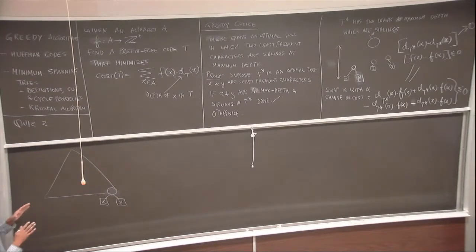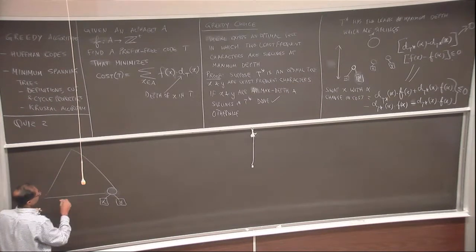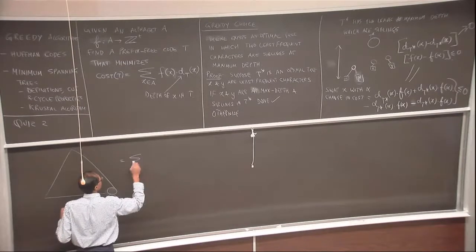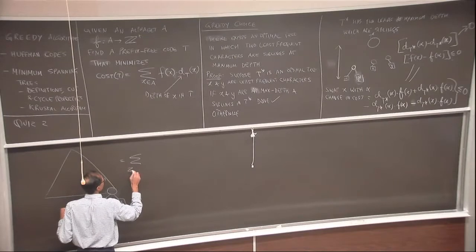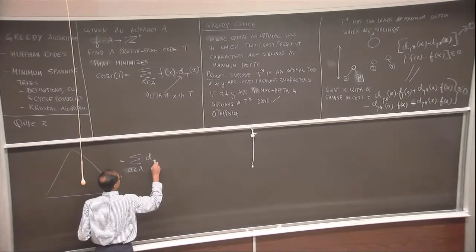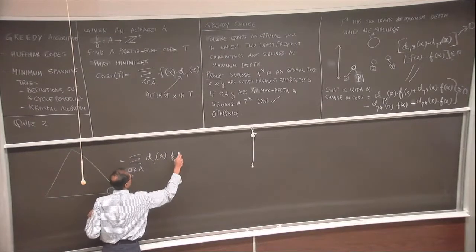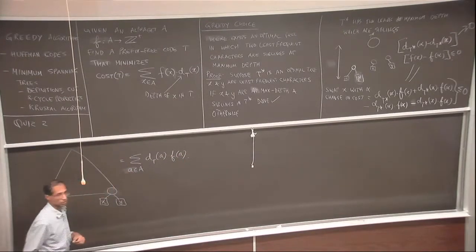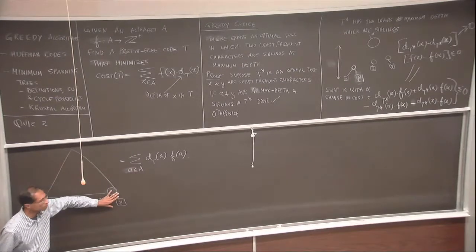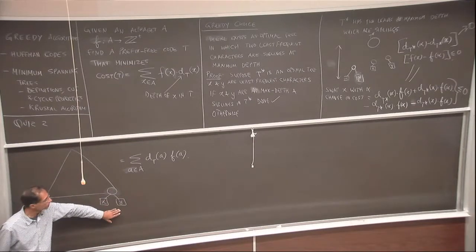What's the cost of those trees? So the cost of those trees is the same. Basically, you look at any character z, a belongs to A. That's the cost of those trees. But each of those trees has this special thing. They always have x and y together.